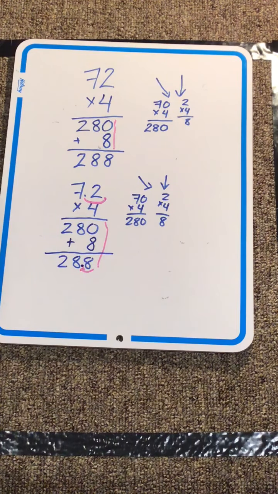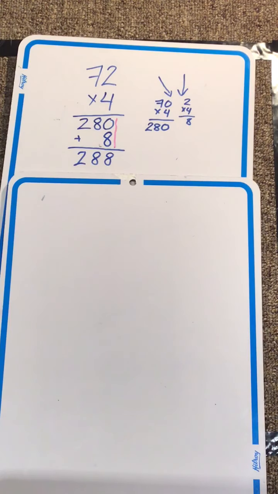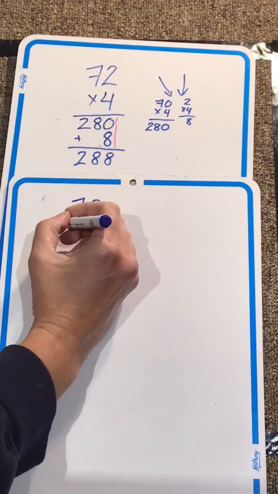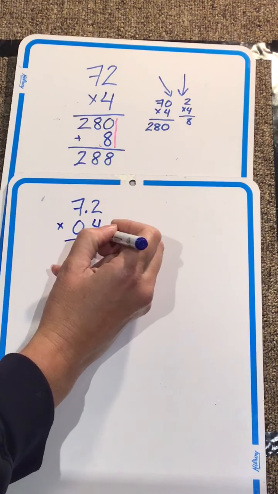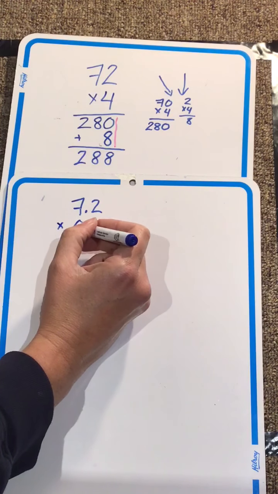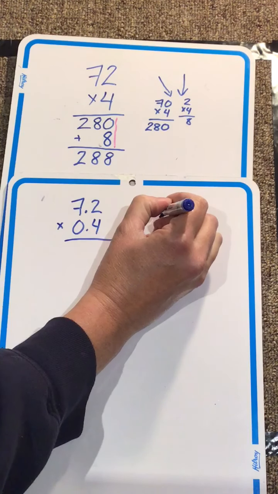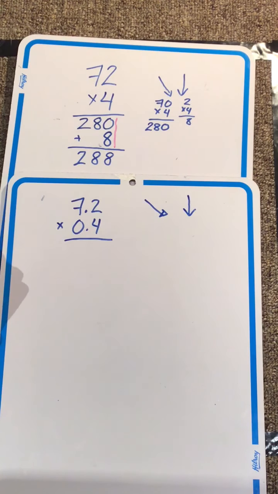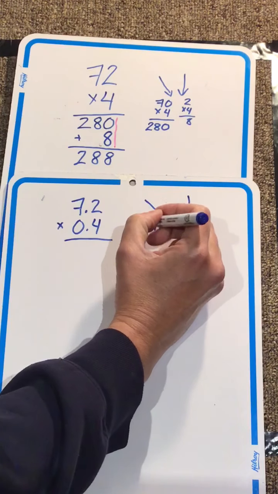Now what if both of those numbers had a decimal? What if I was multiplying 7.2 times 0.4? We know anything times 0 is 0, so in our arrows we're still only going to do the over to the side arrow and the straight down arrow, and we're going to pretend those decimal points don't exist. So we're just going to multiply like usual, ignoring those.